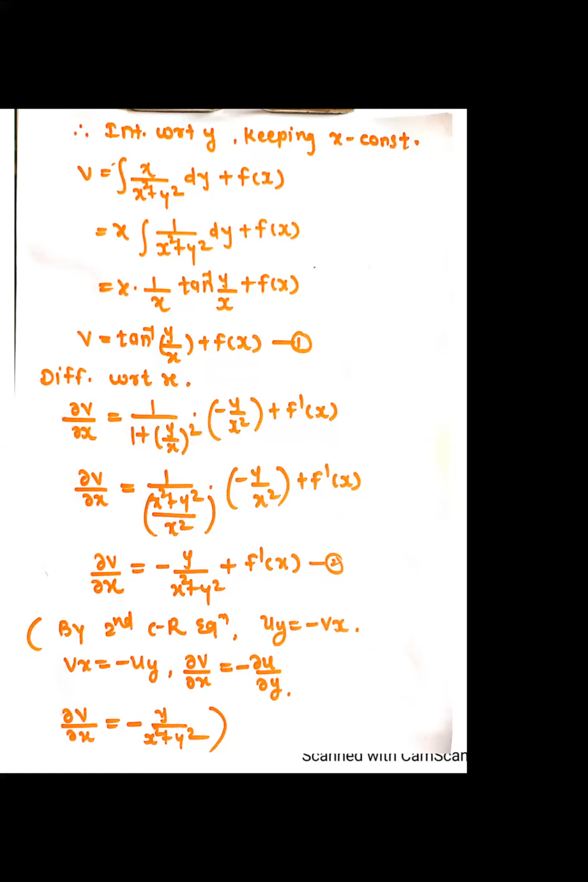So to eliminate that f of x, what do we have to do? We have to differentiate with respect to x. On differentiating, you will get del v upon del x equal to the derivative. Now the derivative of tan inverse x is 1 upon 1 plus x square. What is x here? This y upon x we treat as x, so its derivative is 1 upon 1 plus y by x, whole square.